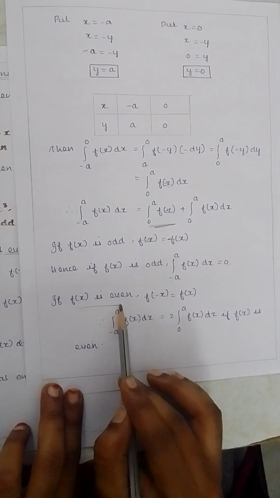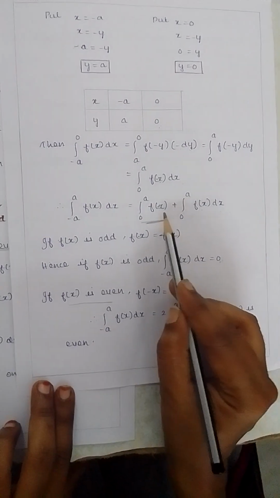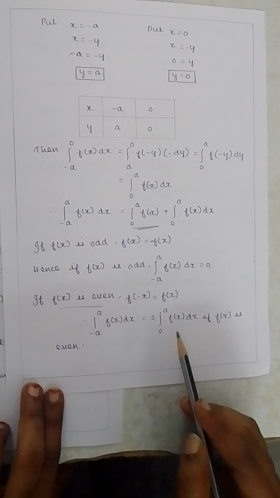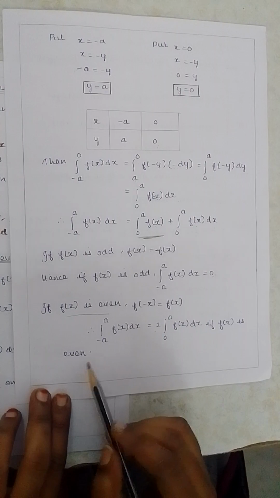When it is an even function, f of minus x is equal to f of x. So f of minus x is equal to f of x, and here also only f of x is there. So it is 2 times the integral from 0 to a of f of x, if f of x is an even function. Okay, thank you.